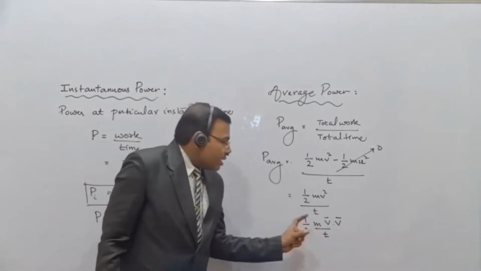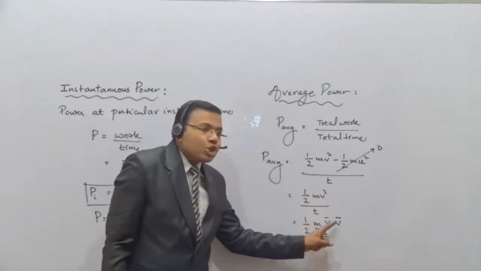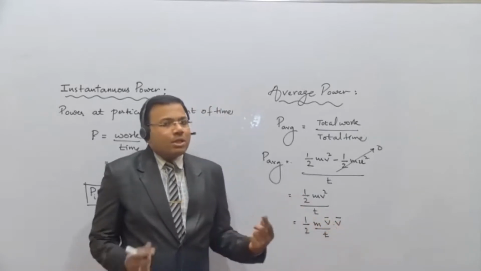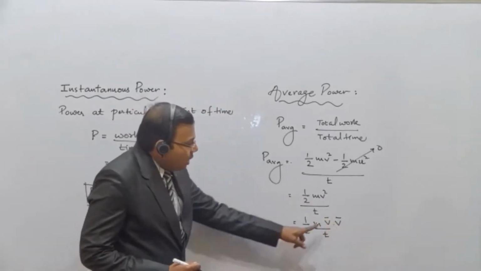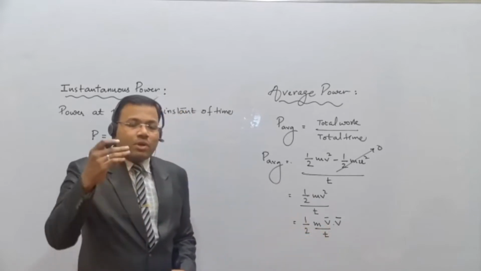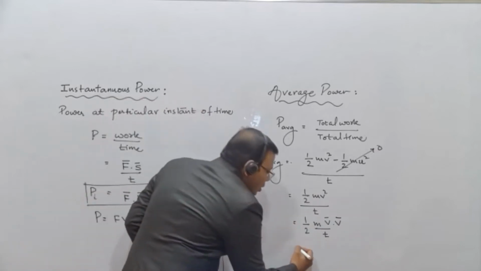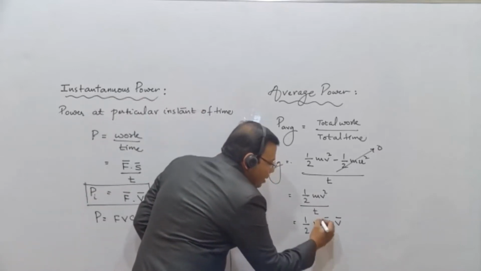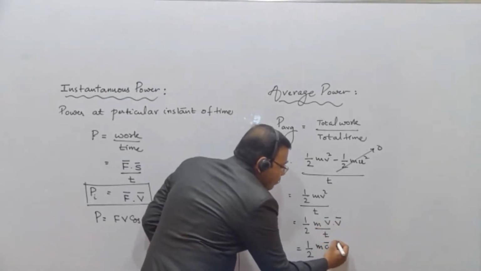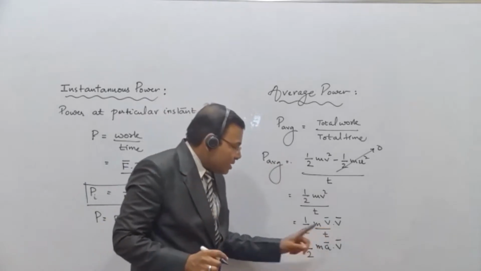Try to understand: 1 by 2 as it is, m as it is. This is v into v, that is v bar dot v bar, I am writing in the vector form. Now what is this velocity by time? This is velocity and this is time, so velocity by time is acceleration. So it is 1 by 2, m, acceleration, and v bar. Here we have to remember that velocity by time is acceleration.